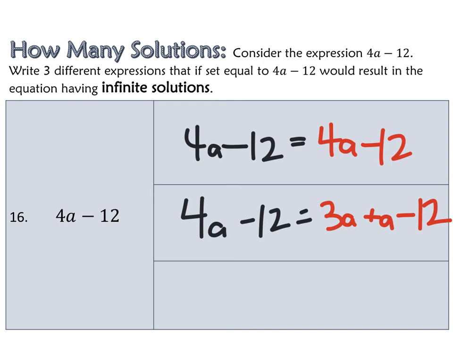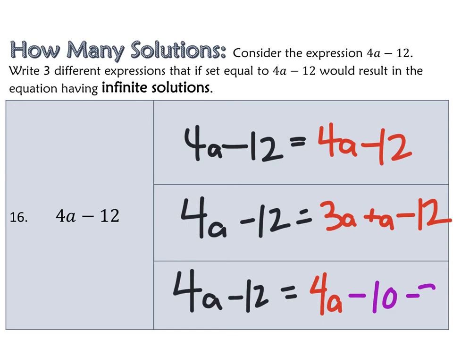But you could split up the 12 as well. So 4a minus 12 equals, again, you can keep your 4a right there, but just split up the -12, maybe like minus 10 and then minus 2. Okay, it doesn't have to be super complicated on these.